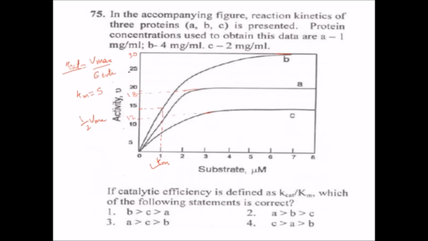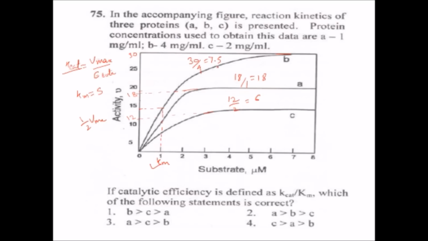For A, it will be Vmax, which is 18, by E total. E total for A is 1 milligram per ml, and it equals 18. For B, it is 30 and the E total here is 4. If you calculate it, it will be somewhat 7.5. Now for C, here Vmax is 12 and E total is 2. So it will be 6.